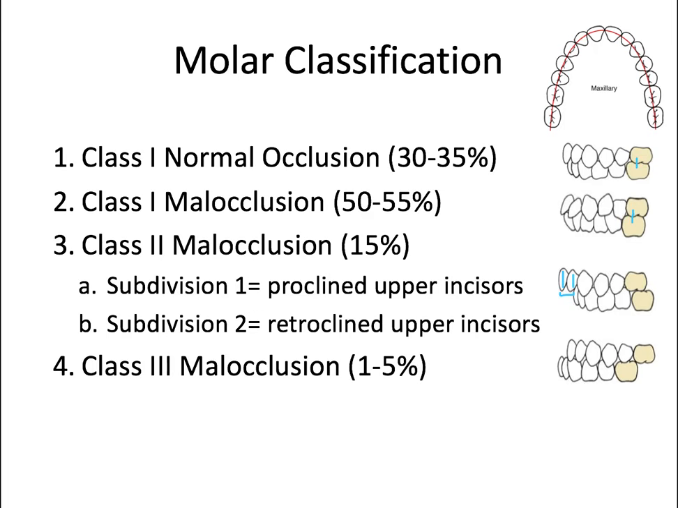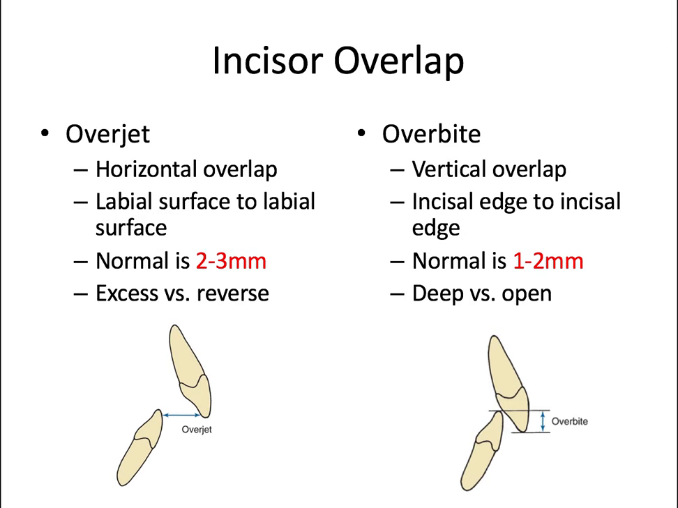In class 3 malocclusion, the upper molar is too far back and or the lower molar is too far forward. Another way to think about this is that the maxillary arch is displaced posteriorly. Again, like class 2, the teeth may or may not be incorrectly aligned. This is the rarest form of malocclusion of these categories.